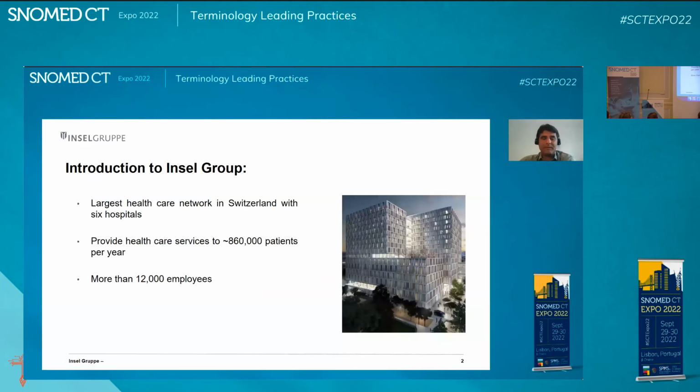Before continuing about the research, I would like to introduce the hospital we work in. It's Insel Group. It's one of the largest healthcare networks in Switzerland, with 6 hospitals in the Bern area. We provide healthcare services to 860,000 patients per year, and there are more than 12,000 employees working in Insel Group. So it's just to give you an idea about the hospital and environment we are working in.